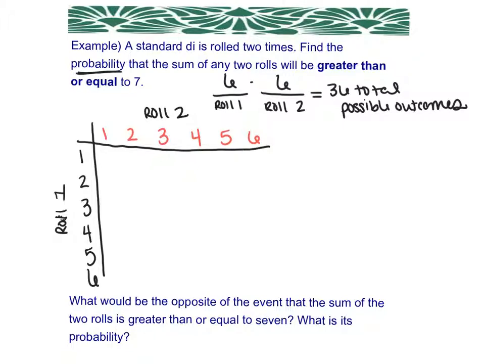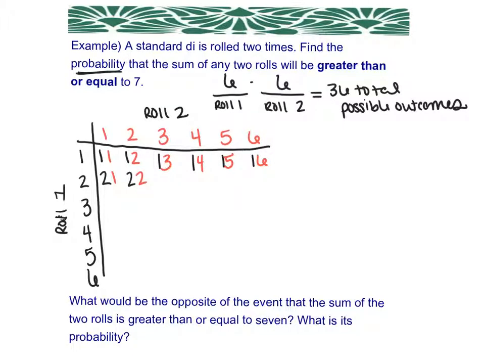So like here, I would have a 1, 1. That would represent rolling a 1, then a 1. Here, I would have a 1, then a 2. A 1, then a 3. A 1, then a 4. A 1, then a 5. A 1, then a 6. The next row would mean I rolled a 2, then a 1. Or a 2, then a 2.